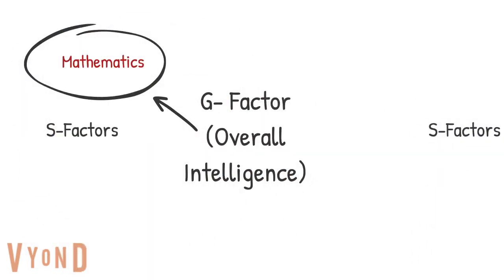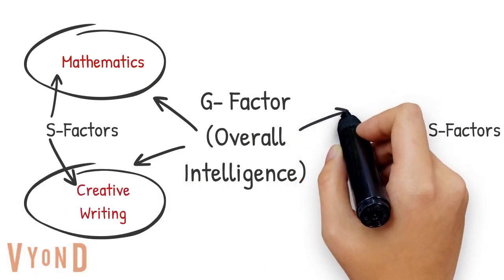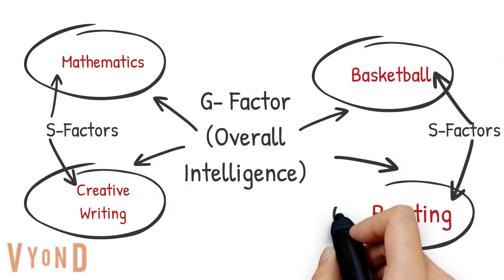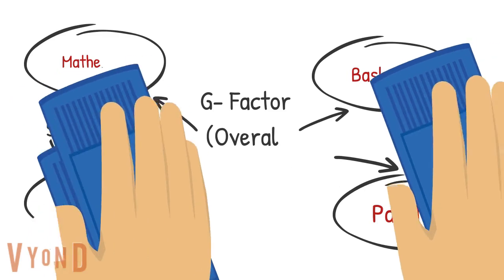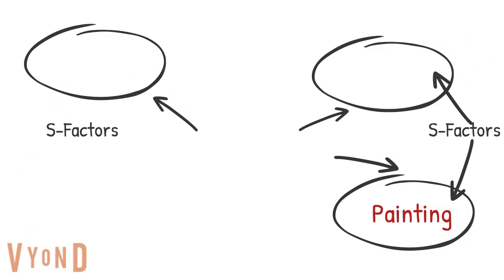Spearman argued that there is one overall estimate of intelligence or ability called G, or the G factor, that was made up of S factors, which are abilities in specific skills or tasks. For example, ability in creative writing could be an S factor. Mathematics, basketball, and painting could all be S factors that contribute to G.